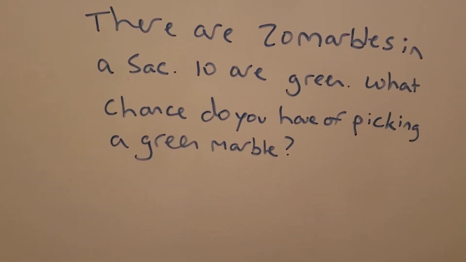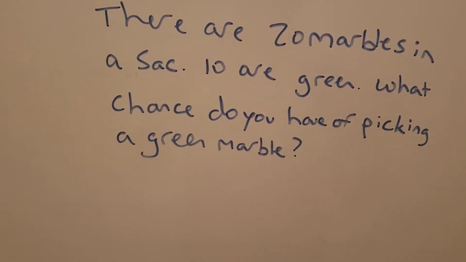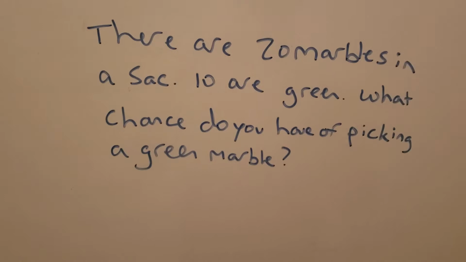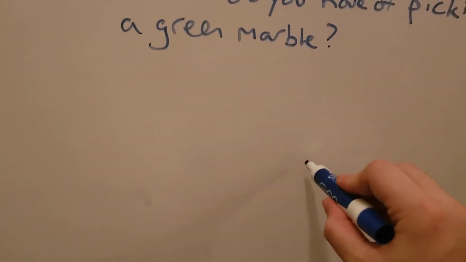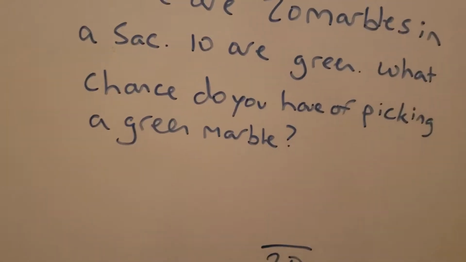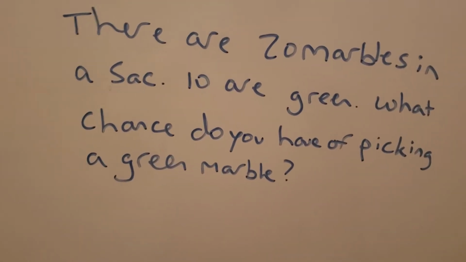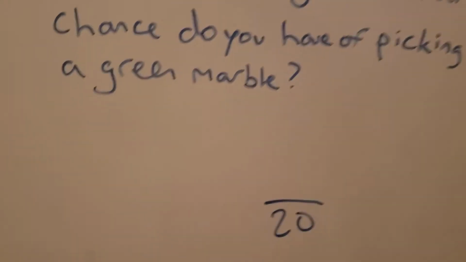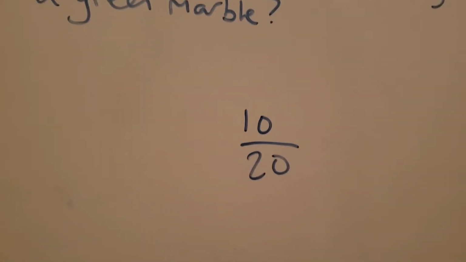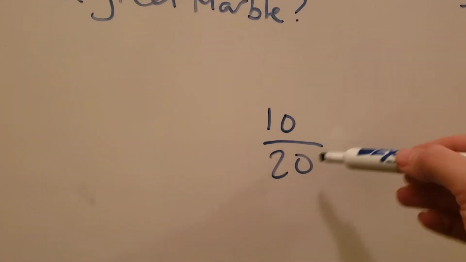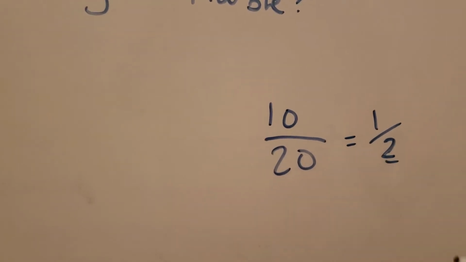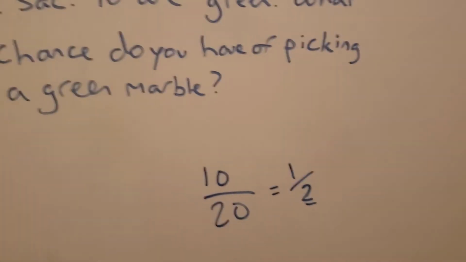So for probability, you need the outcome that you want, and the total possible chances. In this instance, there are 20 possible chances. You've got 20 marbles you can pick out of this sack. And they want to know your chance of getting a green marble, and there's 10. So there's only 10 things that you want to have happen. So your probability is 10 out of 20, or 1/2, 50%. There's a 50% chance you're going to pull a green marble out of that sack.